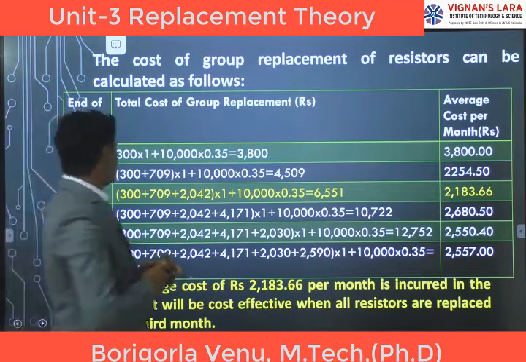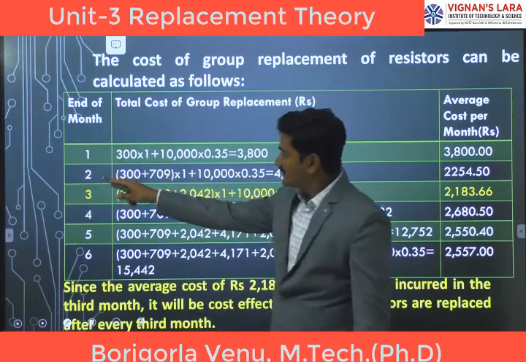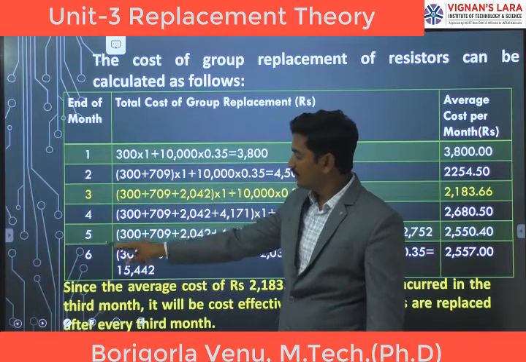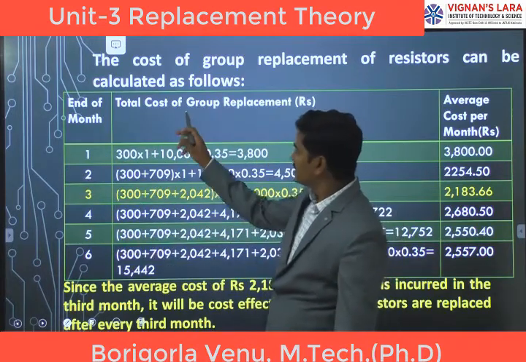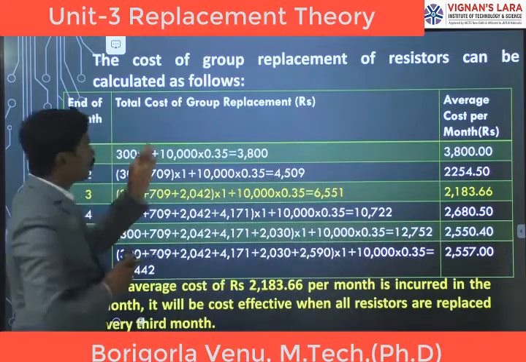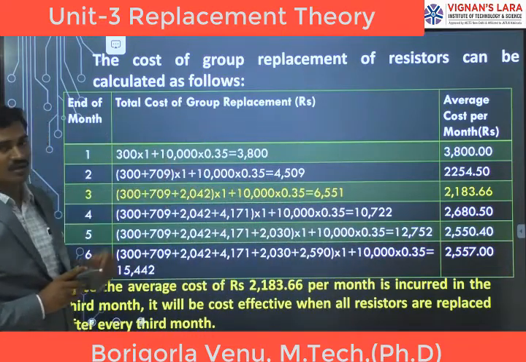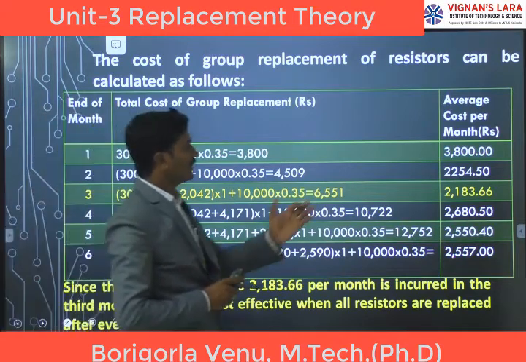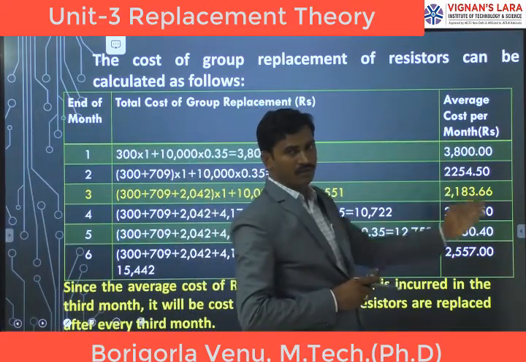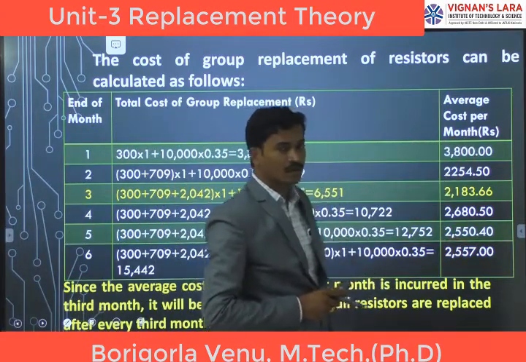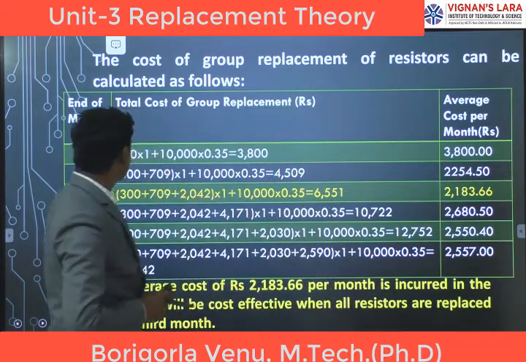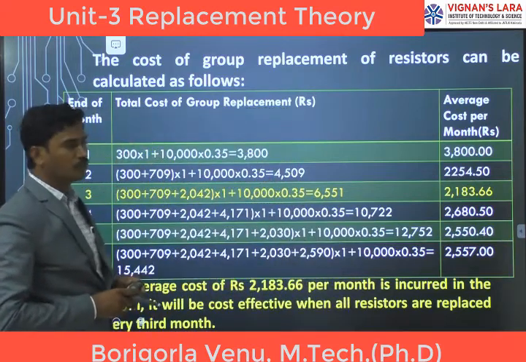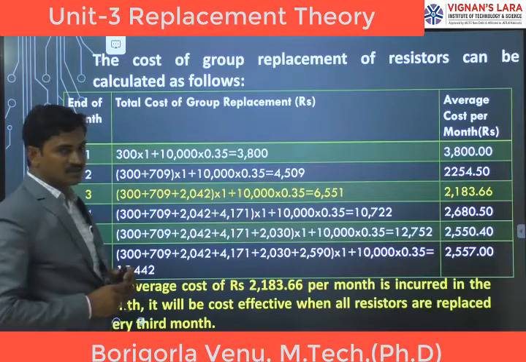Here I have taken the end of month: first month, second month, third month, fourth month, fifth month and sixth month. Next, in the second column I have taken the total cost of group replacement in rupees. Finally, I have taken the average cost per month. Next, coming to the first one, the total cost of group replacement.